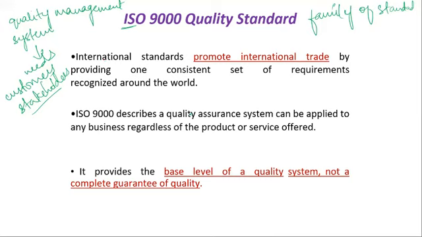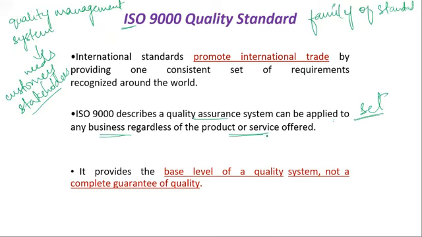ISO 9000 describes a quality assurance system that can be applied to any business regardless of the product or service offered. It does not mean that if you're developing only some specific product, then only this quality standard is going to apply. This quality standard is made regardless of any product, no matter what product you're developing, no matter what type of service you're offering, no matter what technology you're developing, some specific requirements are set and they need to be followed.